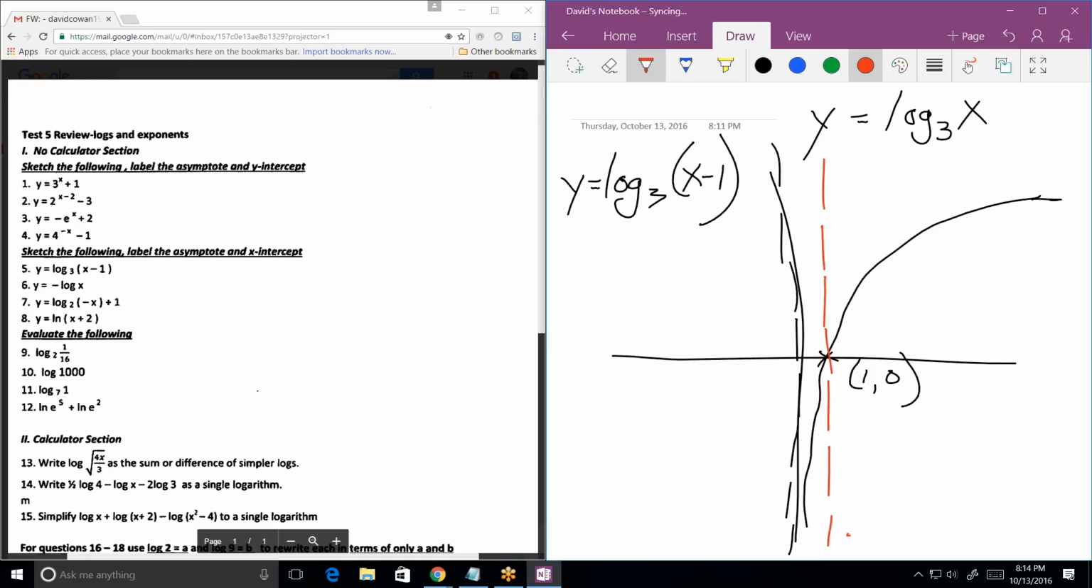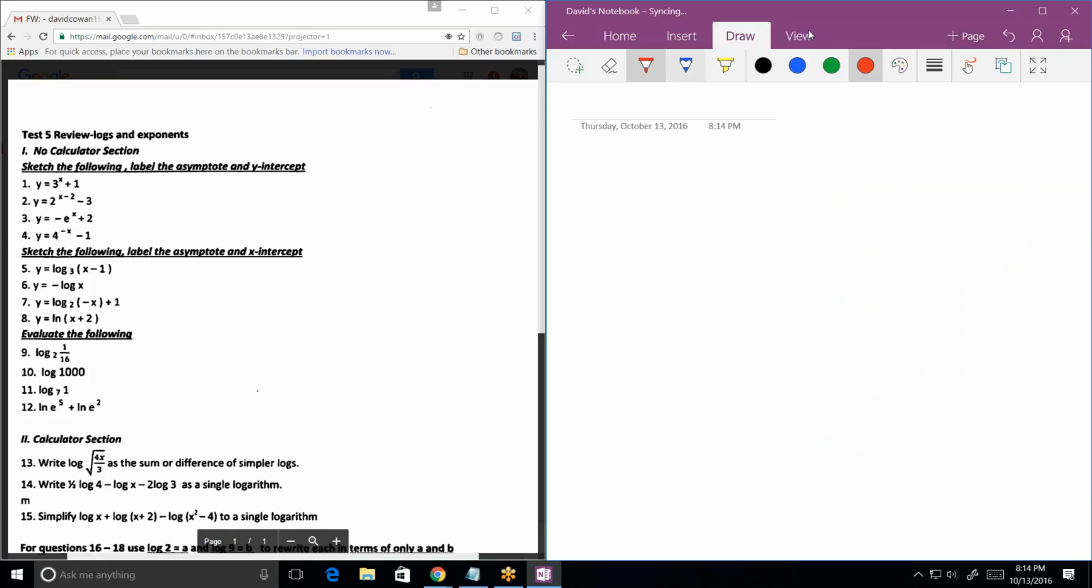So that now, and notice they didn't ask for a y-intercept because we don't have one. But we do have an x-intercept. What's the new x-intercept? 2, 0. Okay. Next problem.